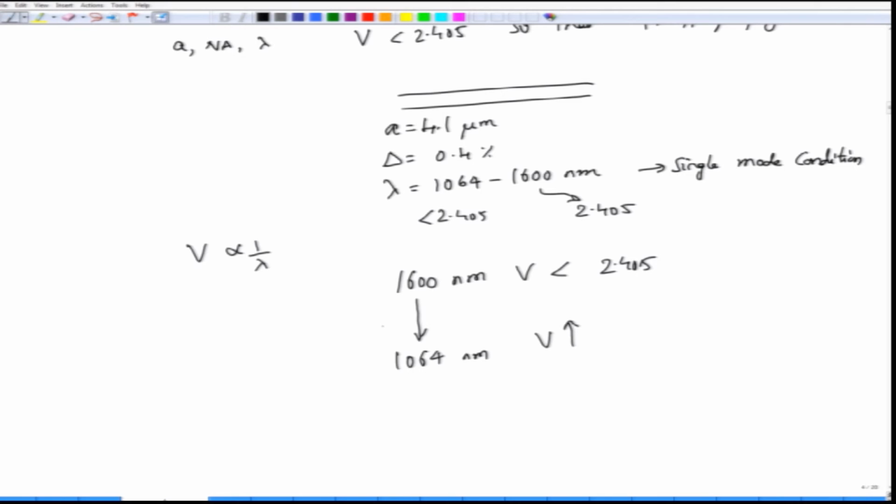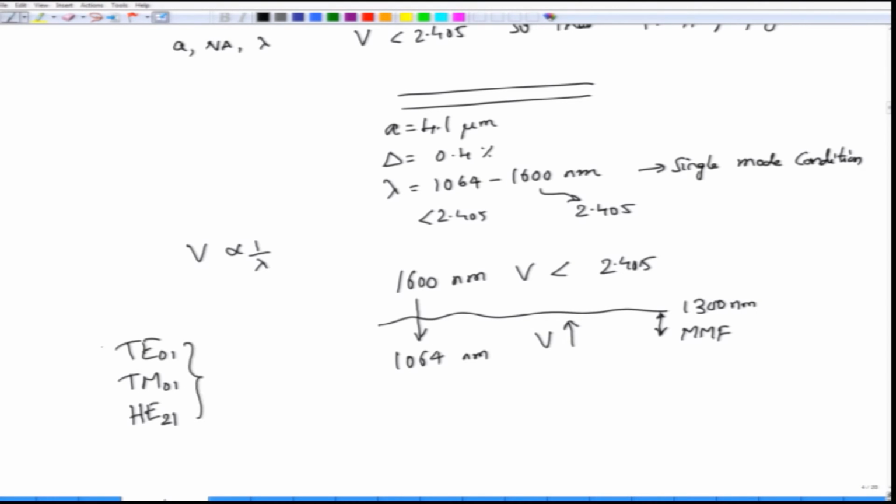So at some wavelength here, which might say be 1300 nanometer, it might so happen that the V number has increased so that beyond this wavelength the fiber has become multi-moded. Okay, it can support higher order modes. What are the higher order modes? These are TE01, TM01, HE21 and so on. So these are the three groups which are the first higher order modes. They have their propagation constants almost equal to each other.